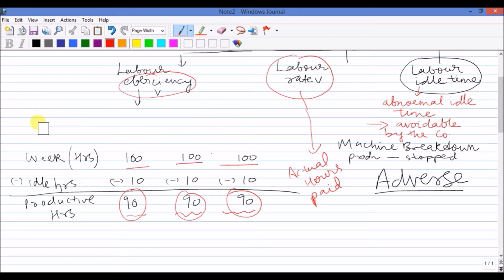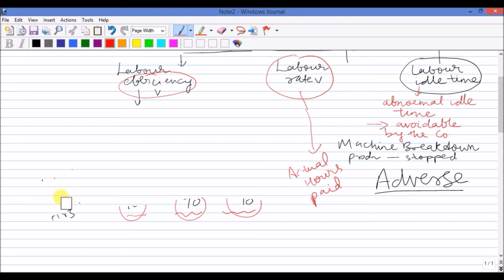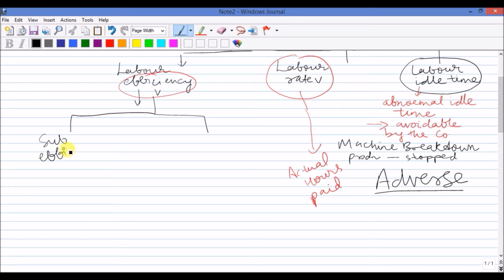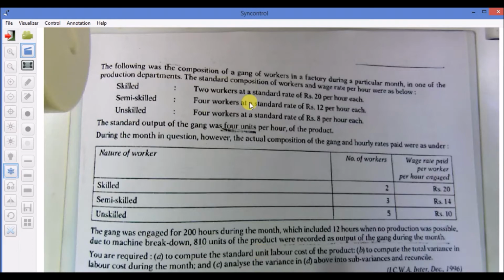Now I'm going further. Those who are finding it difficult to follow, kindly go to standard costing part 1, because labor variance is similar to material variance. Now the labor efficiency is divided into two parts. One is called sub efficiency and the next part is called mix. I'm not going deeper since we have already done this in our material cost variances. So we are going to the sum.